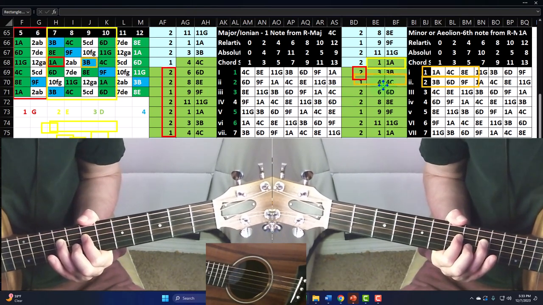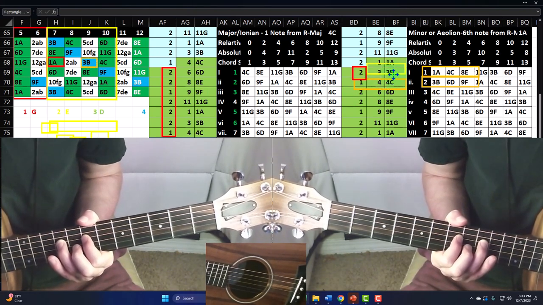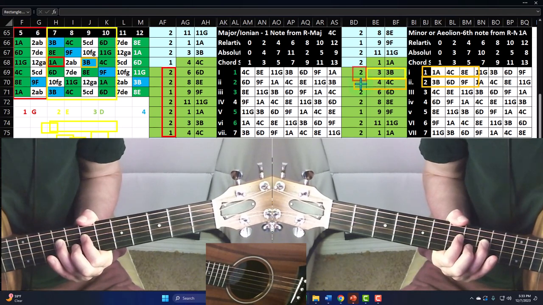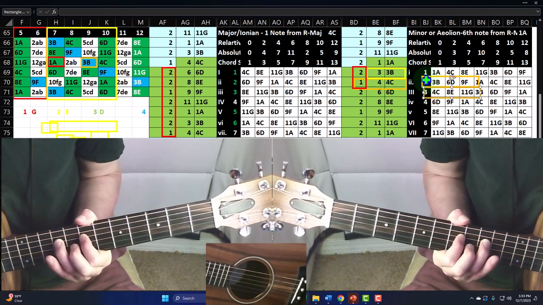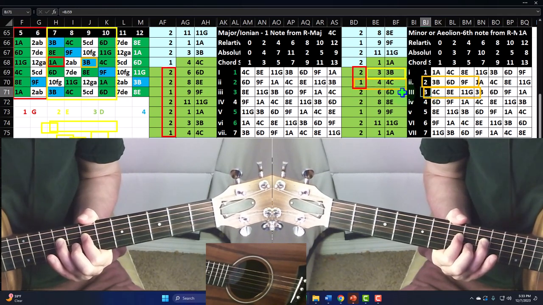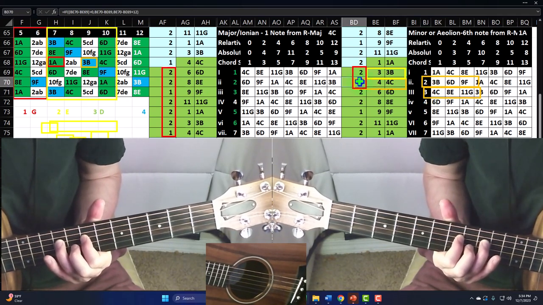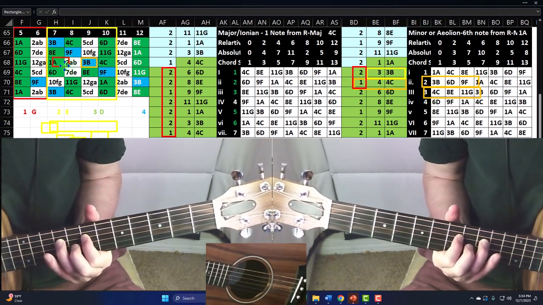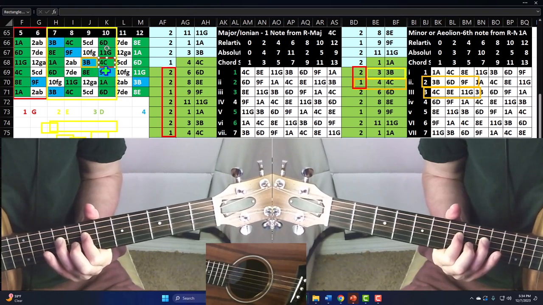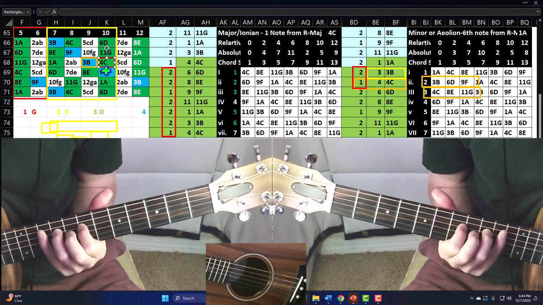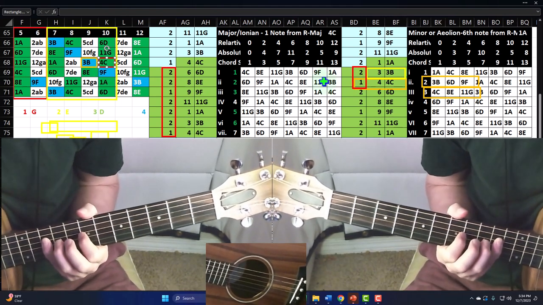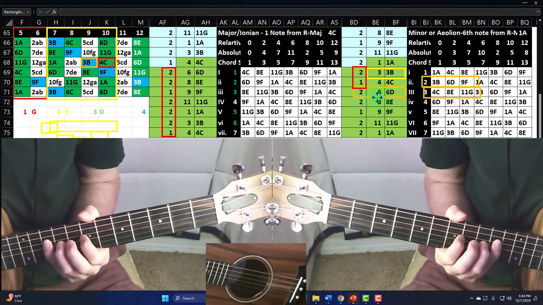Let's do this faster. We're going to go here, and then here. Now we're going from relative position 2 to relative position 3, which is going to be a half step, going from note number 3, which is a B, plus 1, because that's what a half step is, to note number 4. Note number 4 is a C.